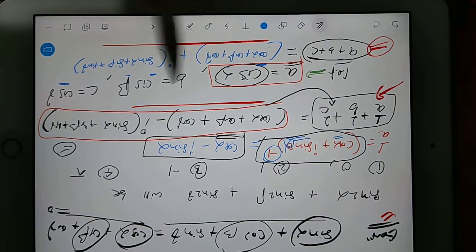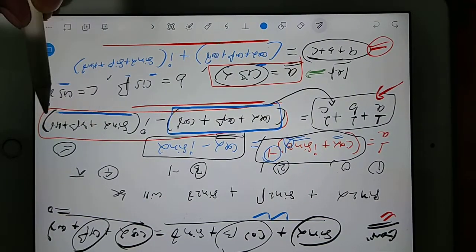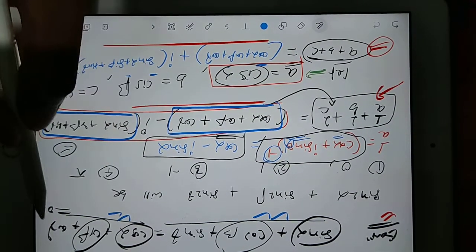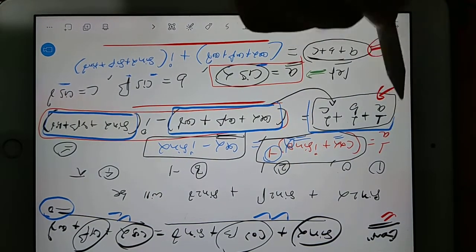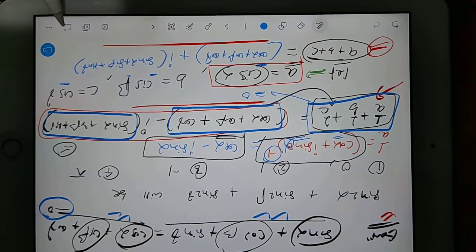And one thing, this total is here, this total is here, and they both are equal to 0. So this total value is coming as 0. Okay, now I'll change the page.